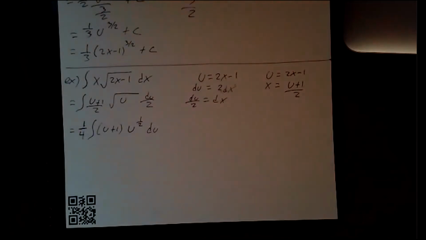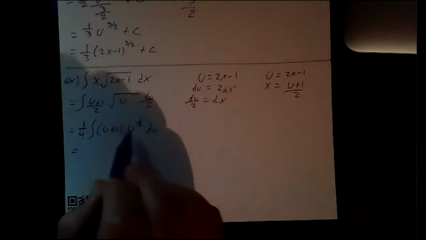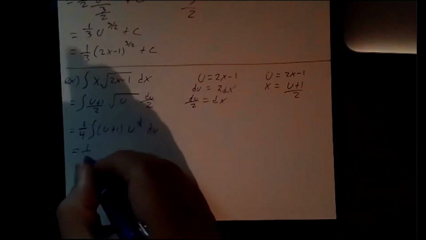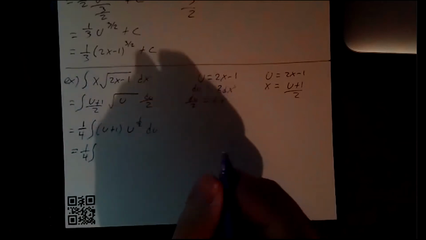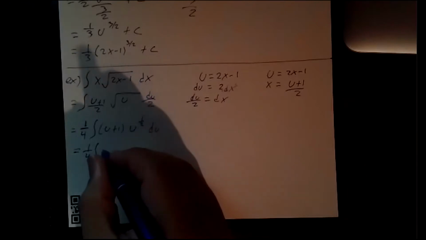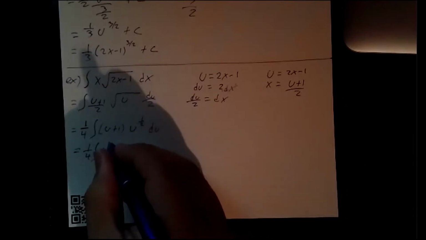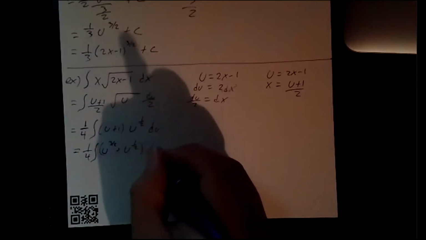Okay. So we're going to distribute the u and then see if we can integrate, because right now it's still not simple. So u times u to the 1/2 will be u to the 3/2 plus u to the 1/2 du.